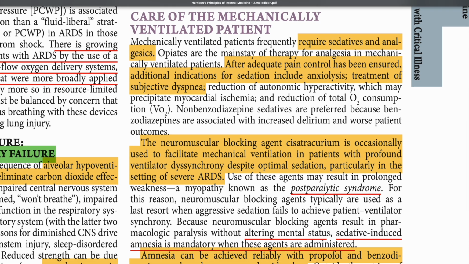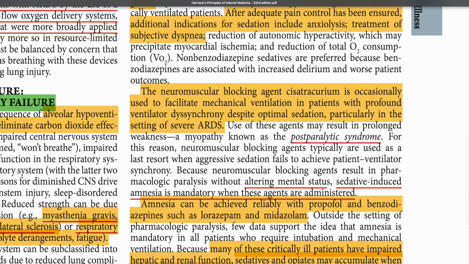Neuromuscular blocking agents like cisatracurium are occasionally used to facilitate mechanical ventilation in patients with profound ventilator dyssynchrony despite optimal sedation, particularly in the setting of severe ARDS. Prolonged usage can lead to myopathy, which is called post-paralytic syndrome.